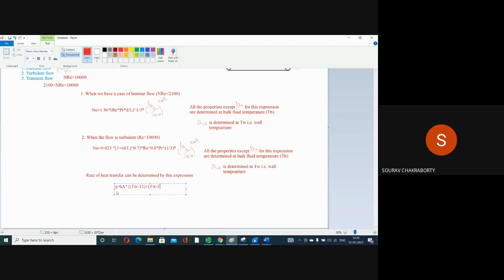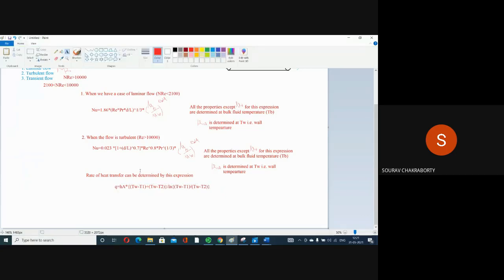divided by ln of (TW minus T1) divided by (TW minus T2), and then close the brackets. So this will be the expression.